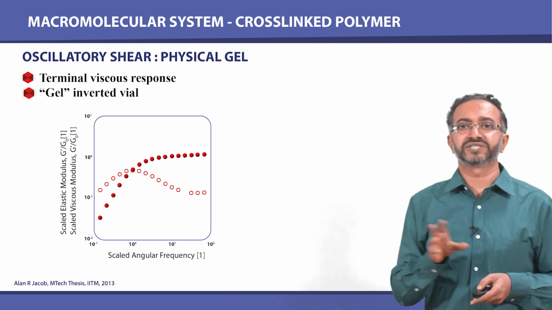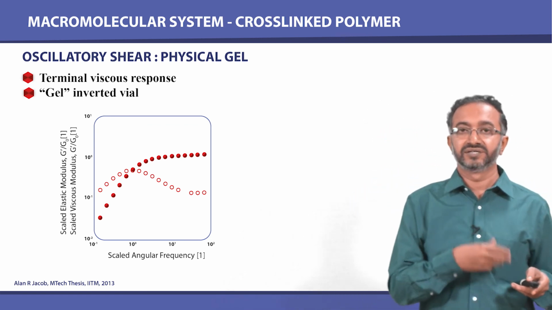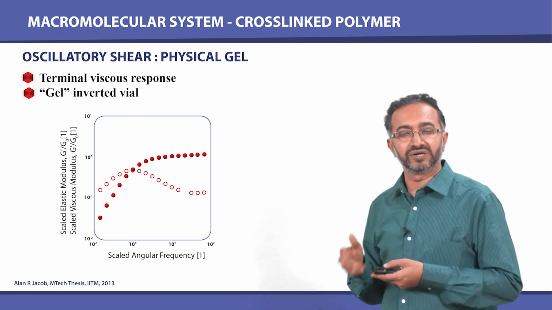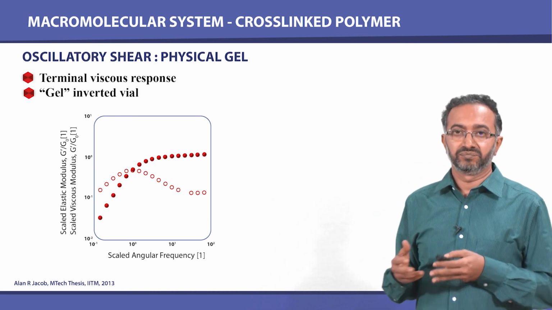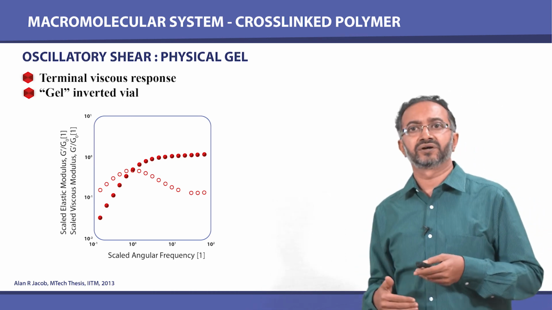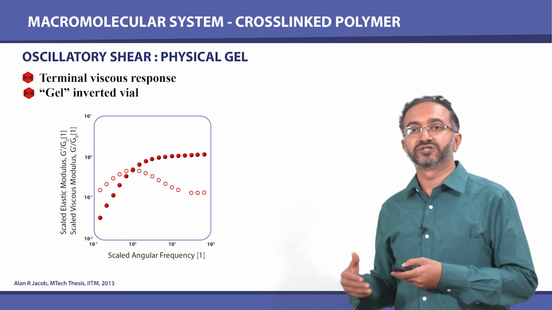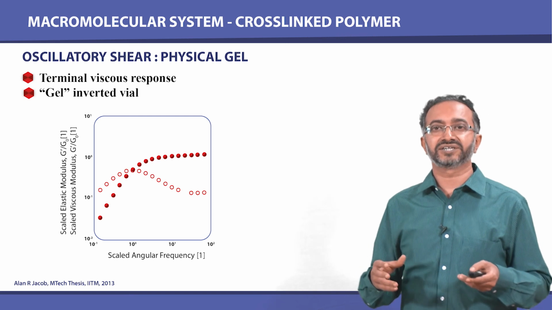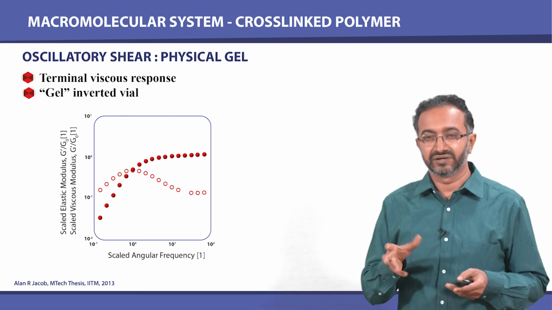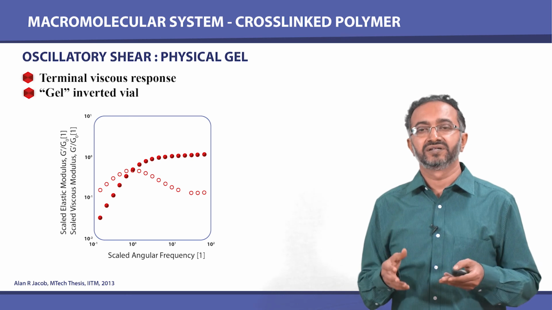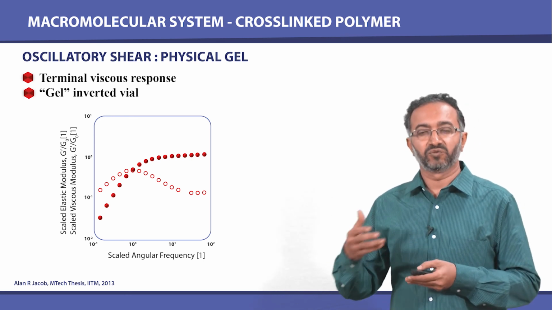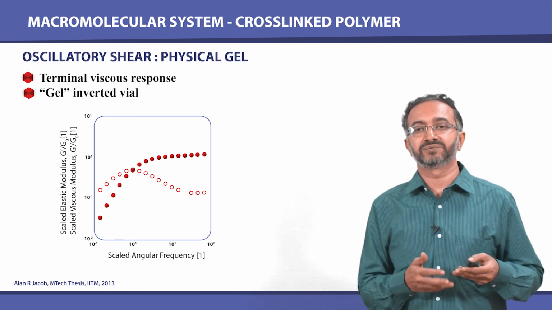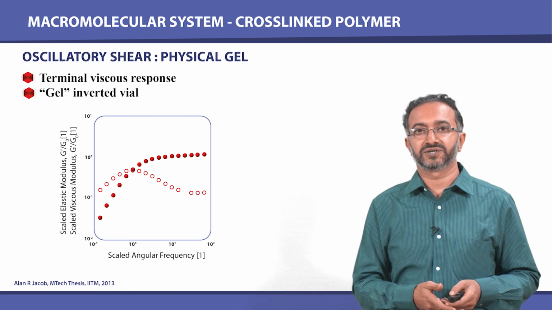There is also a distinguishing feature between chemical gels, which are cross-linked through covalent bonds, and physical gels, which are usually cross-linked through physical bonds such as van der Waals, ionic, or hydrogen bonding interactions. There is always a time scale associated with these interactions, and based on the rate of perturbation we can observe these cross-links to be somewhat permanent and therefore contributing to elastic response, or completely dissipative and therefore giving us terminal viscous response.